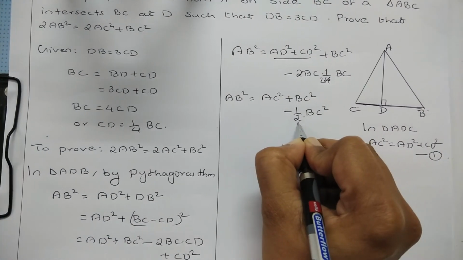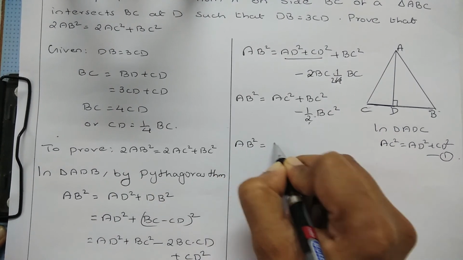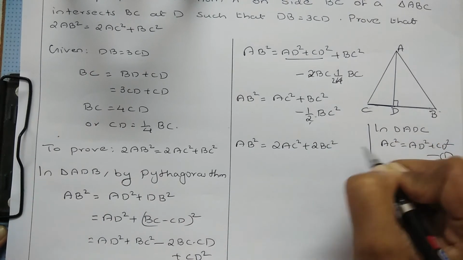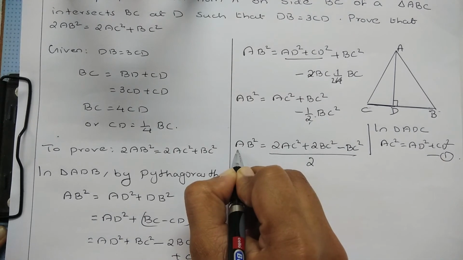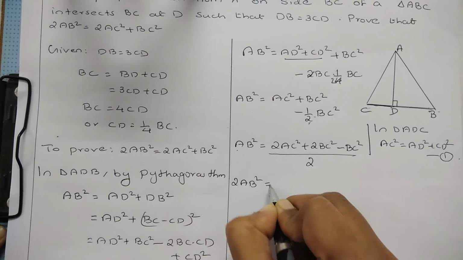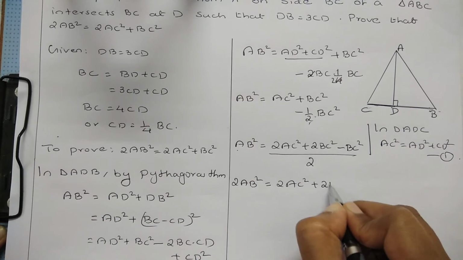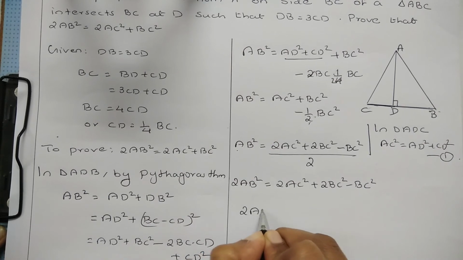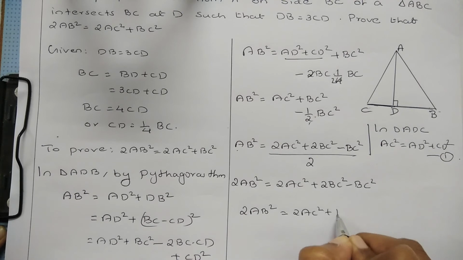Now take the LCM 2 throughout this term. What you will get? AB square is equal to 2AC square plus 2BC square minus BC square, the whole divided by 2. This 2 you have to move to the other side. It becomes 2AB square is equal to 2AC square plus 2BC square minus BC square. 2BC square minus BC square becomes BC square. So you will get the answer: 2AB square is equal to 2AC square plus BC square.